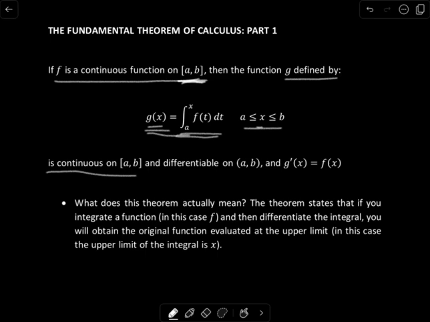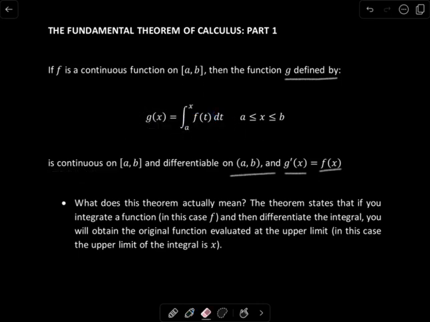g of x is continuous on the closed interval a to b, and it's differentiable on the open interval a to b. And the most important thing, or the key takeaway here, is that the derivative g prime of x of this function is simply equal to f of x. So we take that function that's being integrated, and we just substitute in that upper variable, that x variable that's in the upper limit, to get the derivative of g of x. Now I know it sounds tricky at first, but I'm going to show you an easier way of representing FTC part 1.